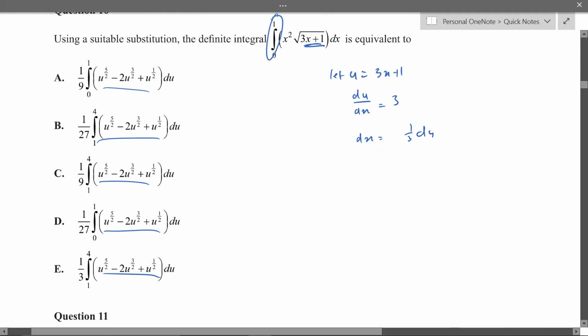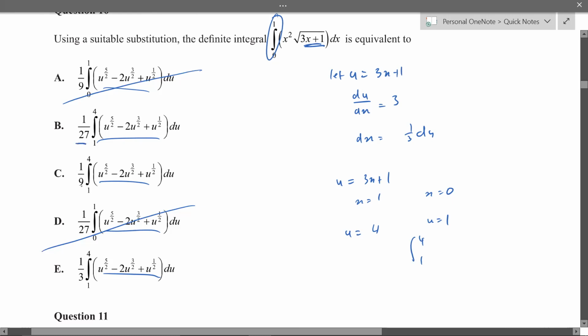So the first thing to look at is the terminals. So the true terminals, if u is 3x plus 1, when x equals 1, u equals 4, and when x equals 0, u equals 1. So the terminals have to go from 4 to 1. So it's not A, it's not D.